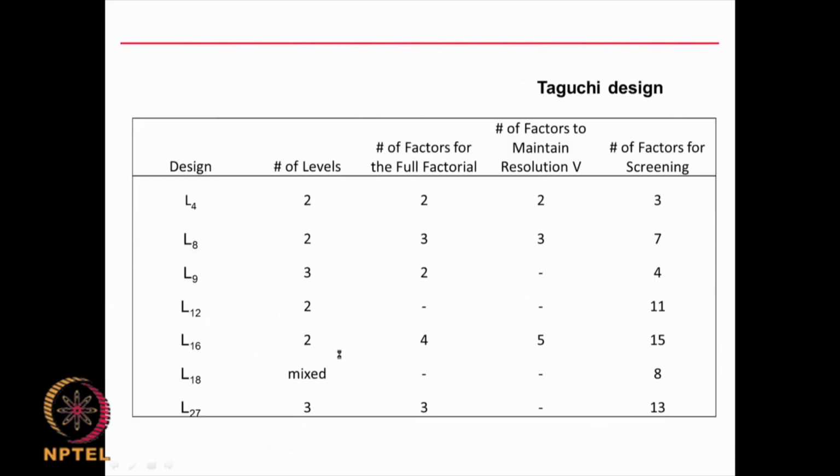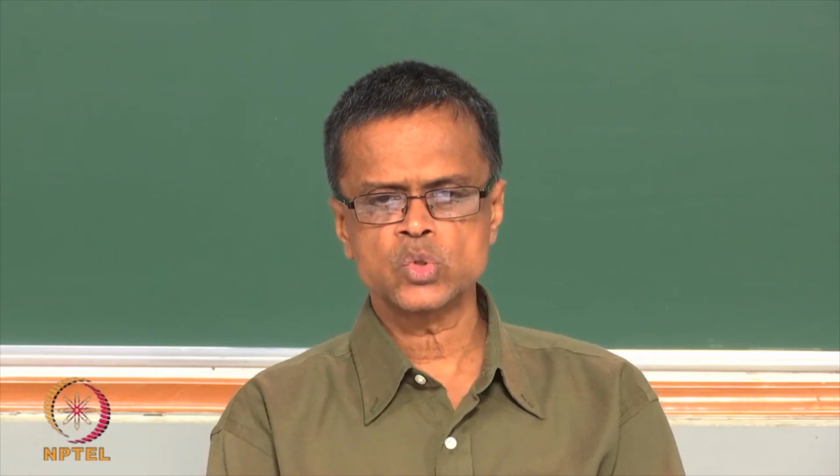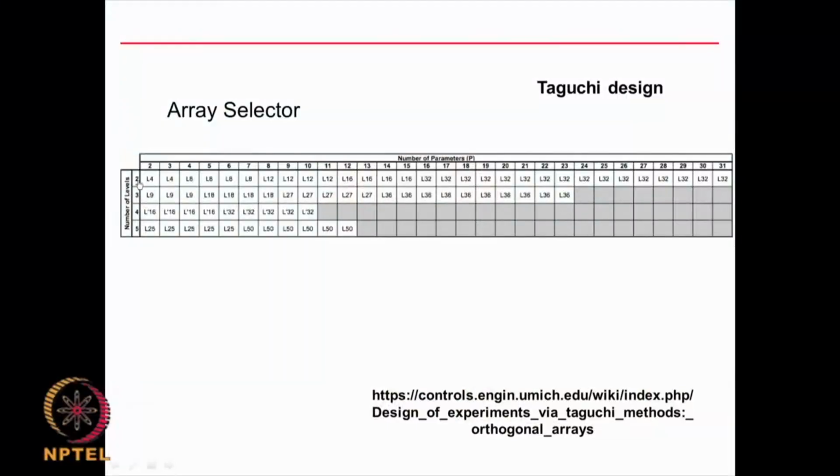So, the main advantage as I said is there are design tables available, Taguchi has prepared and given it. So, we can use those tables directly, and whether it is 2 levels or 3 levels, there are tables available. As you can see here, 2 levels, 3 levels, 4 levels, 5 levels, there are tables. Generally we will not go to 4 levels and 5 levels. So, 2 levels, 3 levels, there are tables available depending upon the number of parameters.